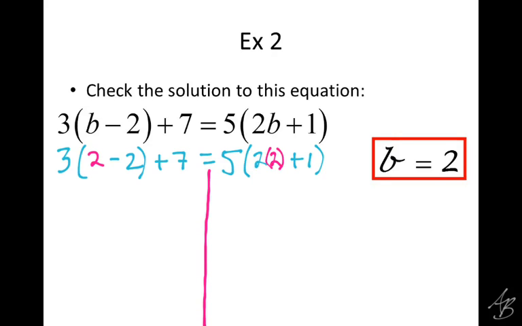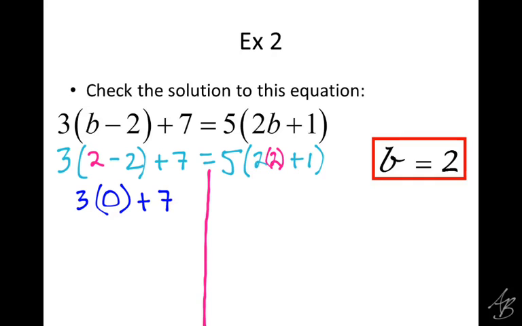So I'm just going to do one side at a time. On the left side, we're going to do order of operations. Okay, so we'll start with parentheses. Do we have any parentheses here? Yes. In that parentheses, we have 2 minus 2, which is? What's 2 minus 2? 0. So we get 3 times 0 plus 7.